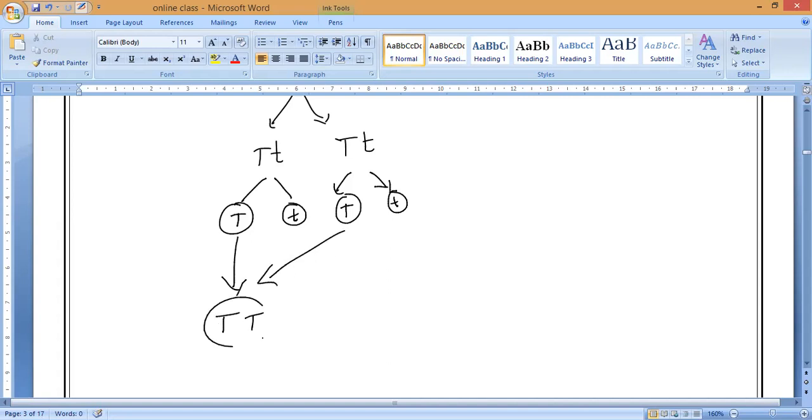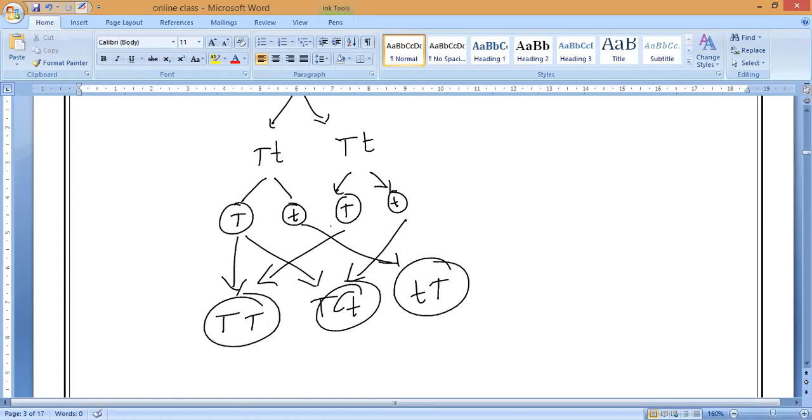Capital T, capital T. Next one: capital T, small t. Next one, what? Capital T, small t, or small t, capital T, both okay. Next one. Last one is what? Small t, small t. Have you noticed it?